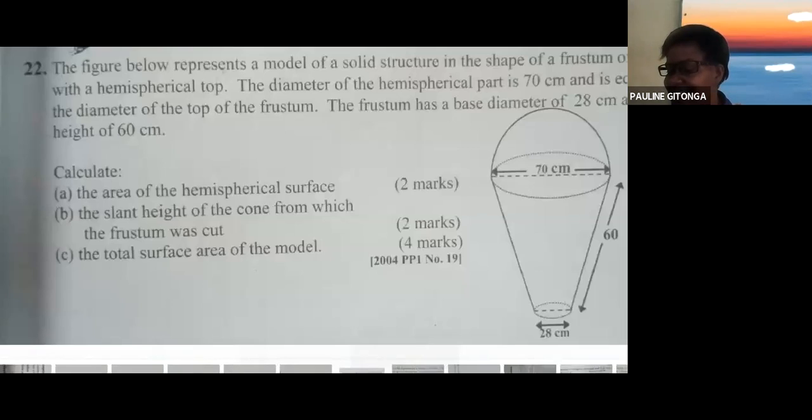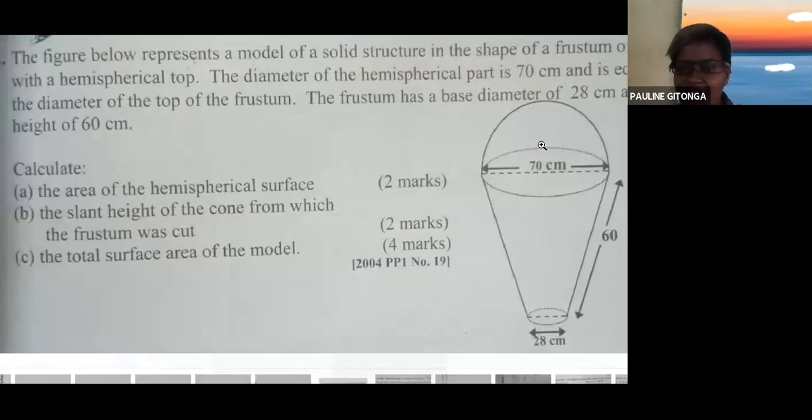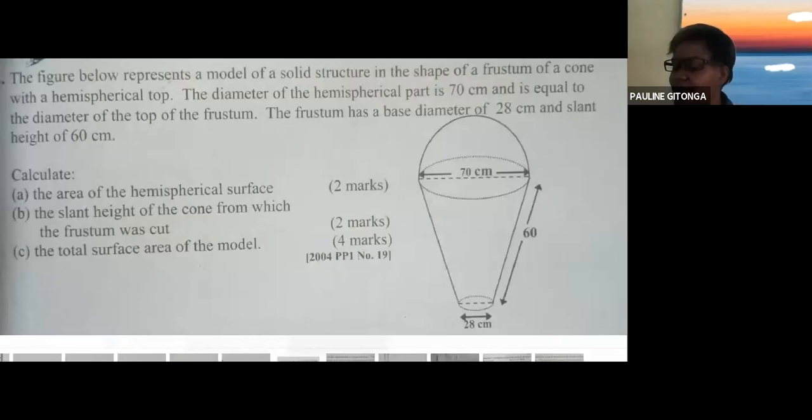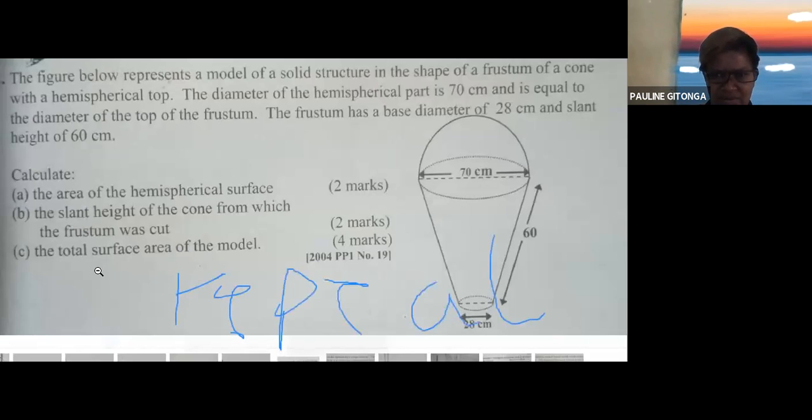The fourth question: calculate the total surface area of a solid hemisphere of radius 7 centimeters. Calculate the total surface area of a hemisphere of radius 7 centimeters.